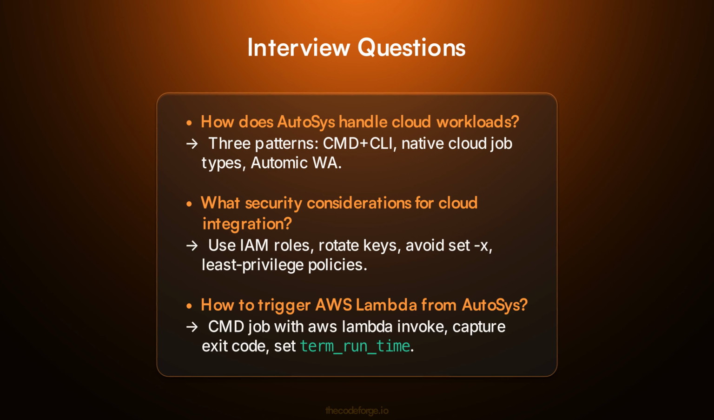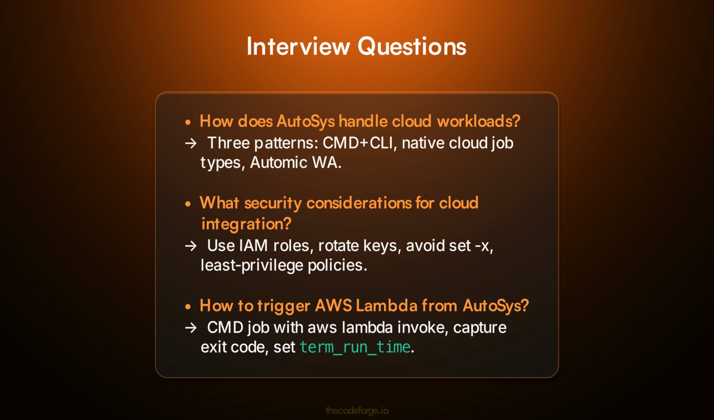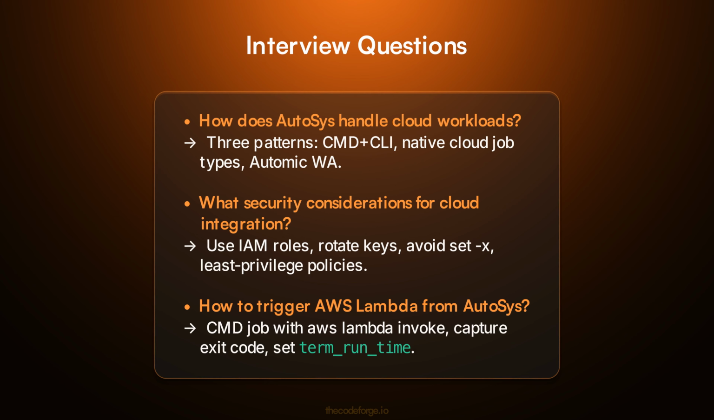Let's run through some common interview questions. How does AutoSys handle cloud workloads? Three patterns: CMD plus CLI, native cloud job types, Automic WA. What security considerations apply for cloud integration? Use identity and access management roles, rotate keys, avoid set -x, and apply least privilege policies. How to trigger Amazon Web Services Lambda from AutoSys? CMD job with Amazon Web Services Lambda invoke, capture exit code, set term_run_time.